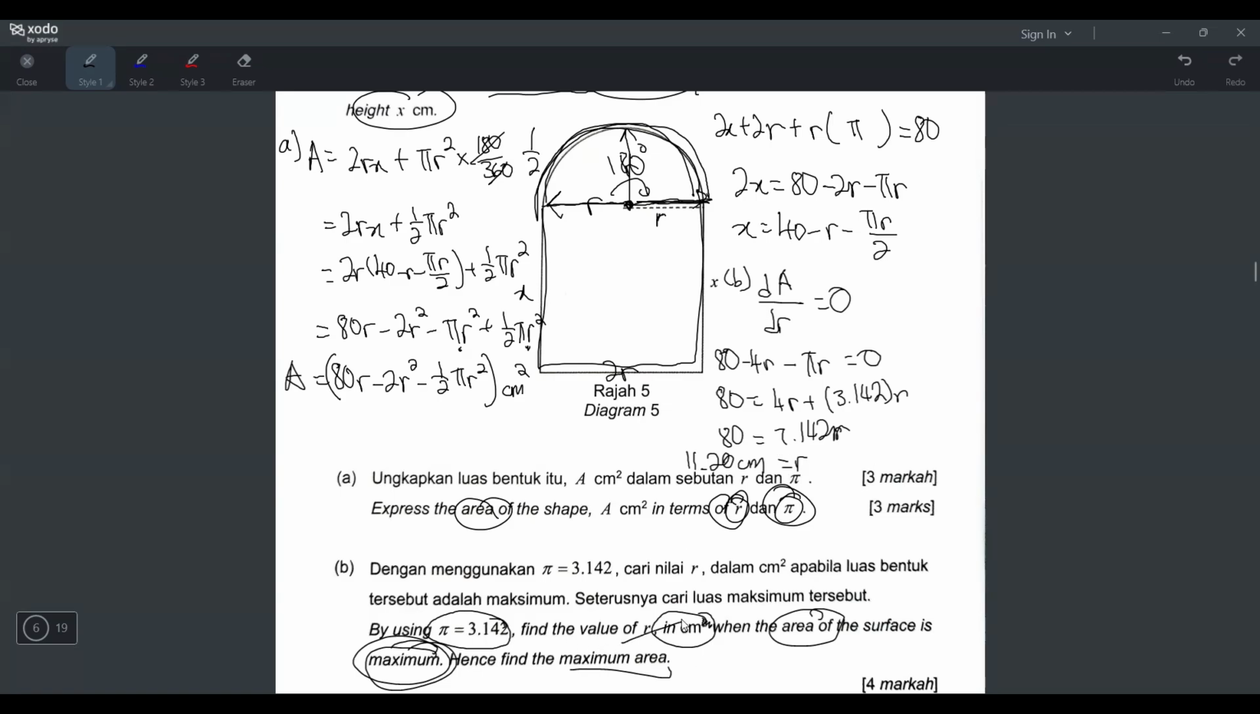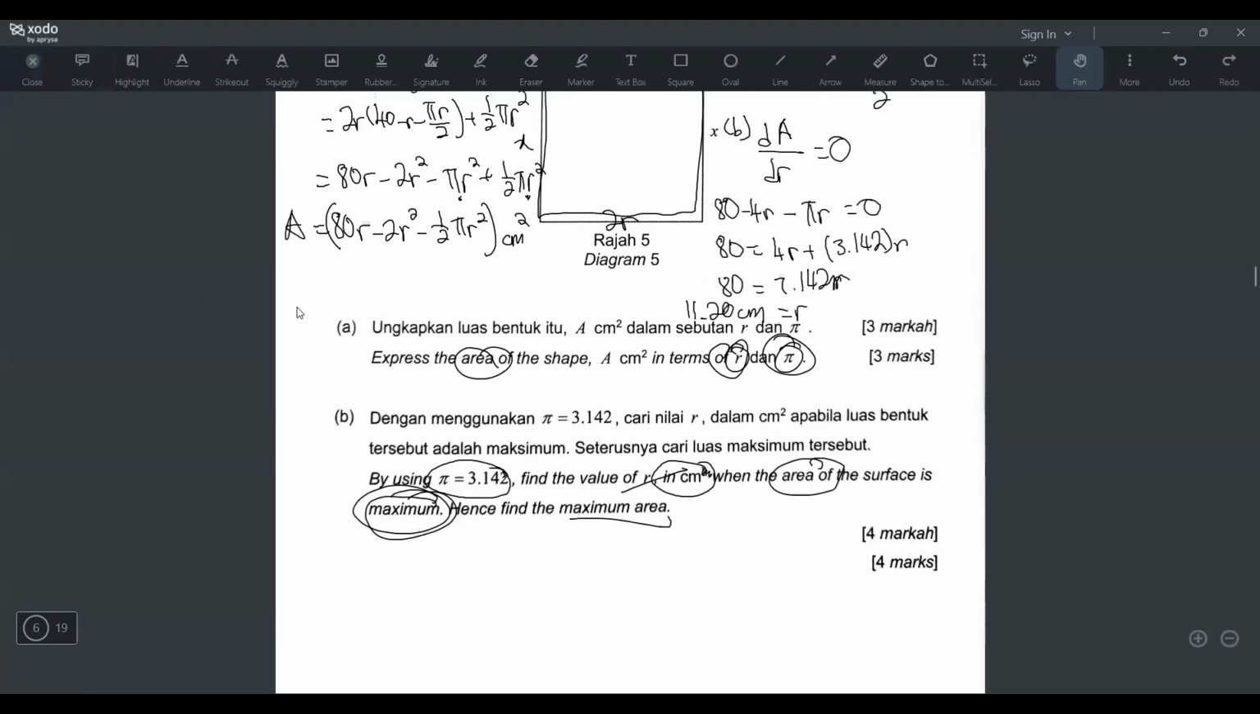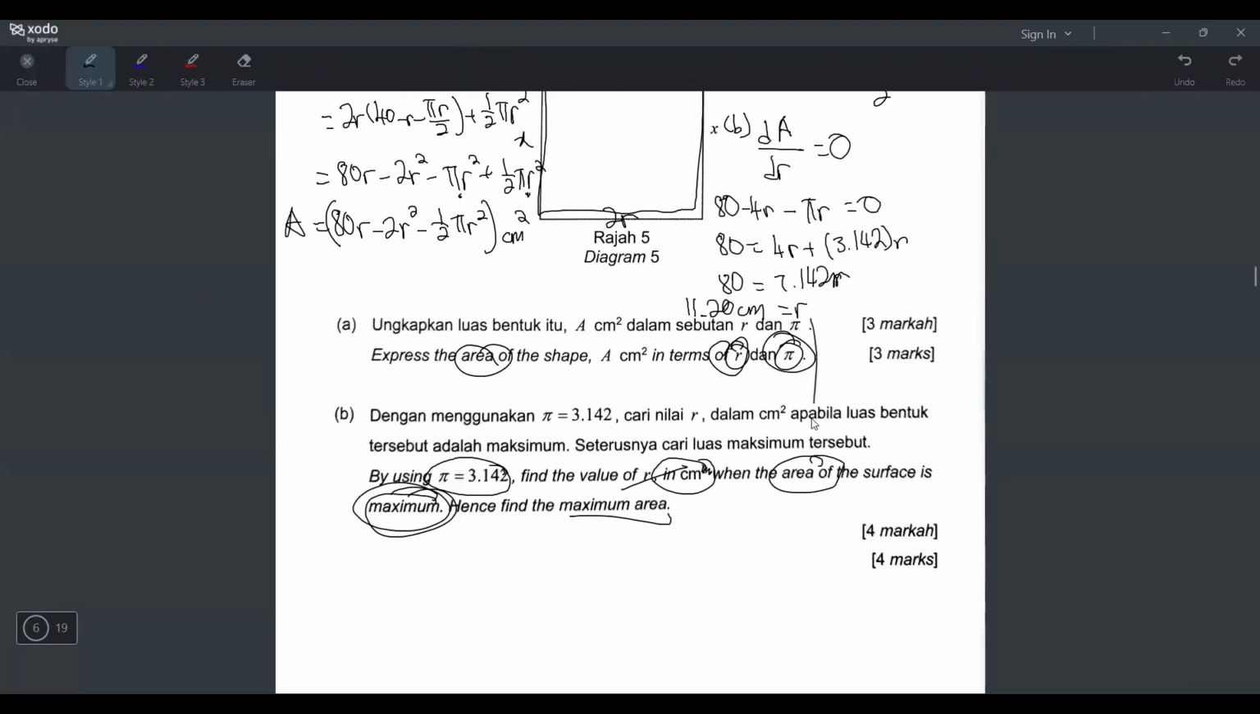So I already finished the first part of the question, but then they say find the maximum area. So I have to continue. That means I will continue here. So to find the maximum area, you just take the maximum radius, substitute into this r, this r, this r, then you will get your maximum area, right?